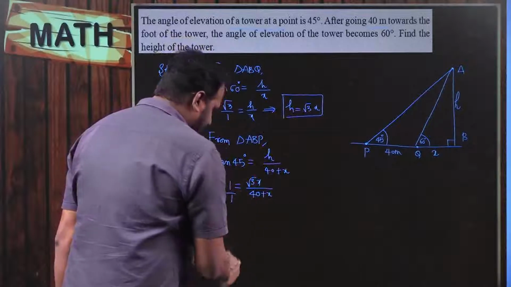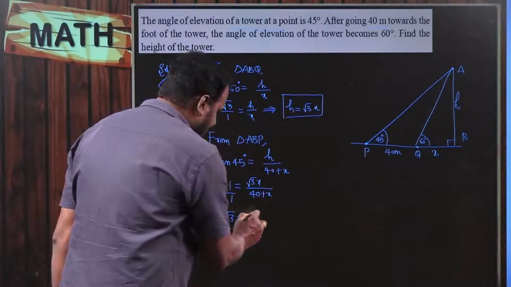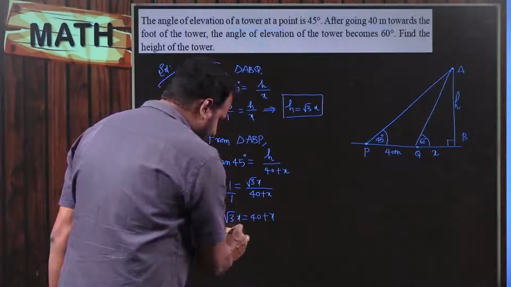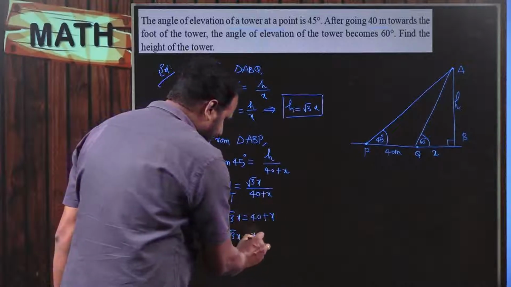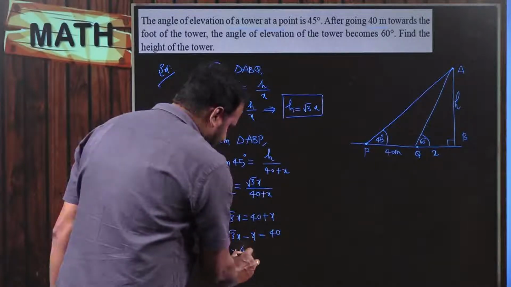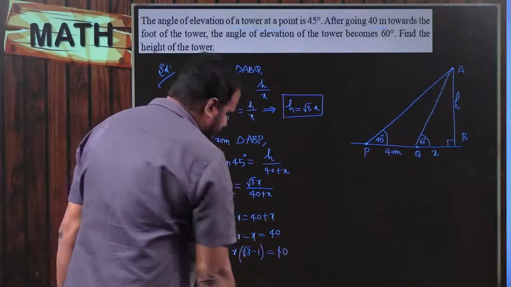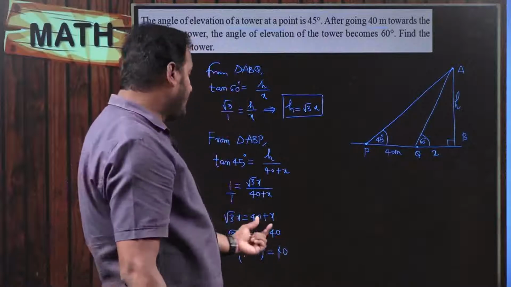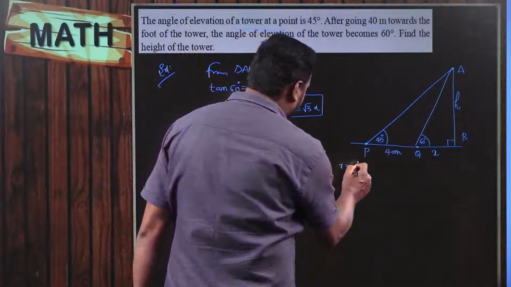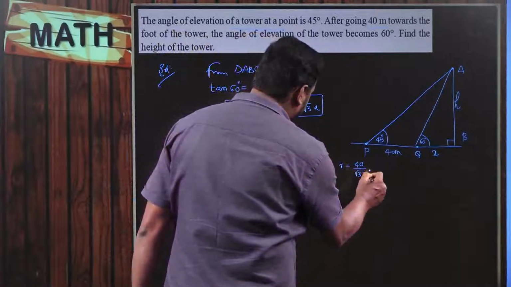Again by cross multiplication, I can say that root 3x is equal to 40 plus X. When you transpose X to the left hand side, root 3x minus X is equal to 40. When you take X common, X into (root 3 minus 1) is equal to 40. Therefore, X is equal to 40 divided by root 3 minus 1.